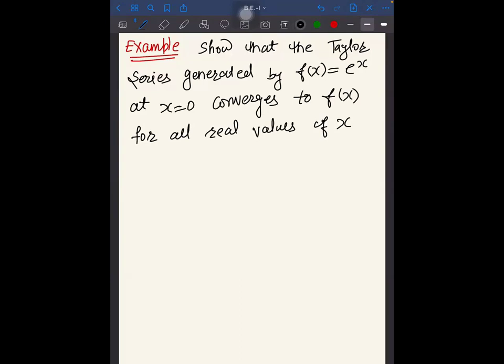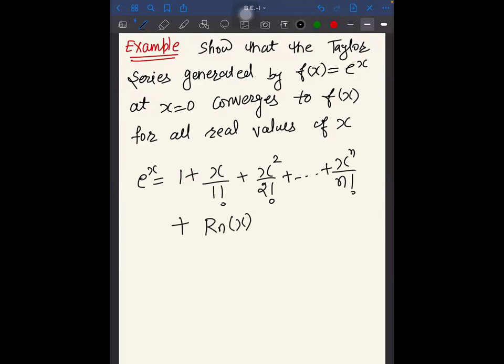We have already done the Taylor series for that in the previous lecture. So the series of e^x we already know: 1 plus x upon 1 factorial plus x square upon 2 factorial, and we'll keep on doing like this, up to x^n upon n factorial plus some remainder Rn(x), right? Since we have done that part, your e^x function will look like Pn(x) plus Rn(x).